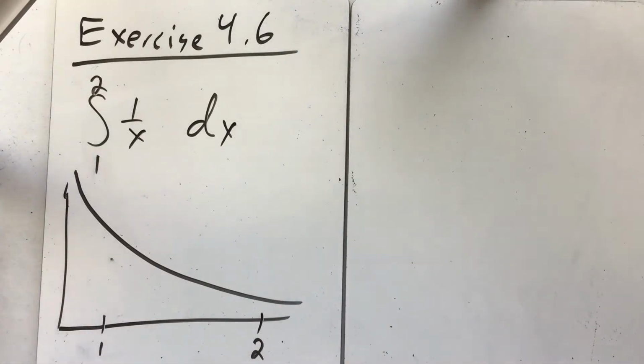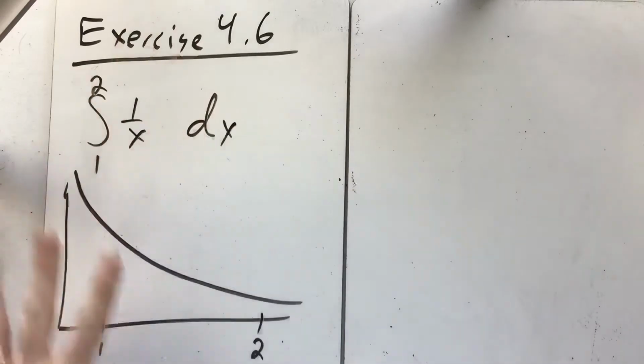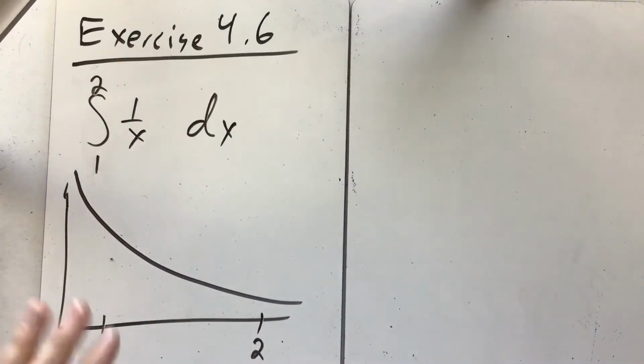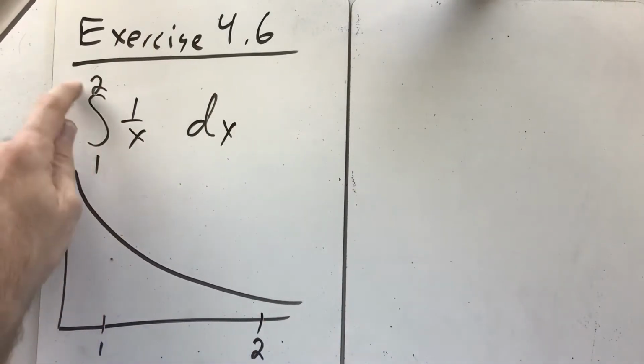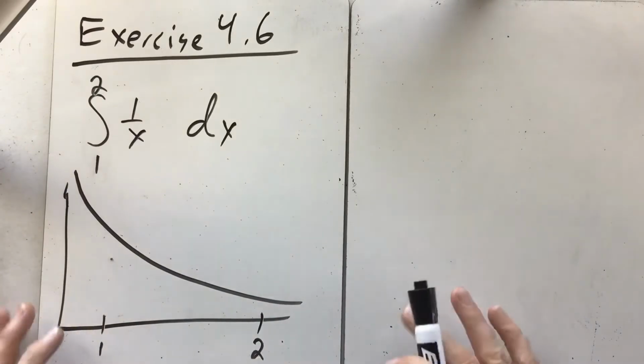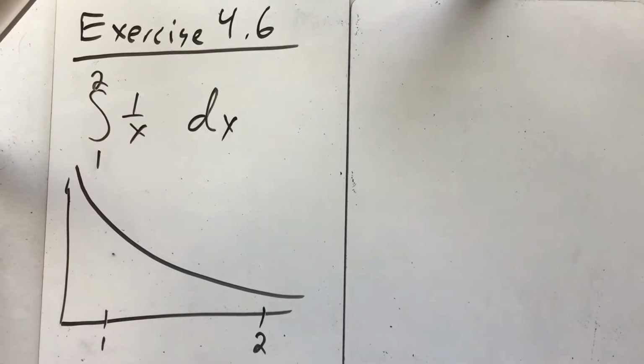and do exercise 4.5. So I was talking about how to solve exercise 4.5, and so here's our problem. We're doing the integral from 1 to 2 of 1 over x, exercise 4.6. And I think I explained where it came from, and now we're just going to talk a little bit about how to solve it.